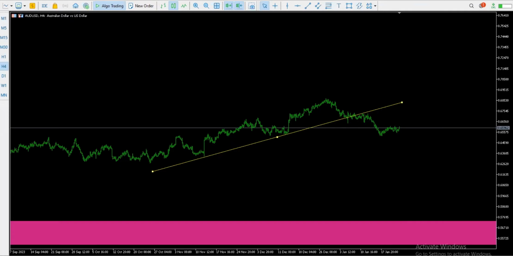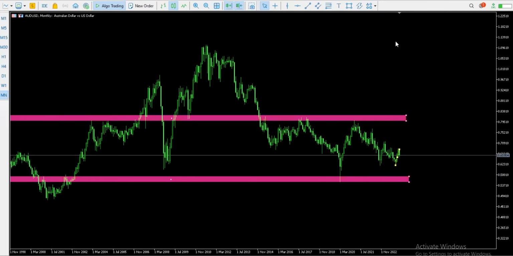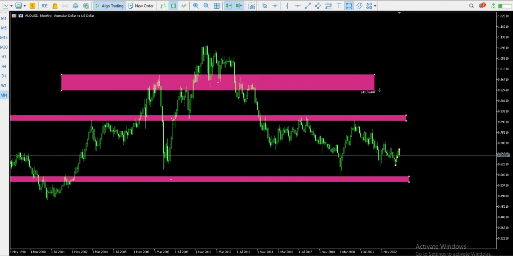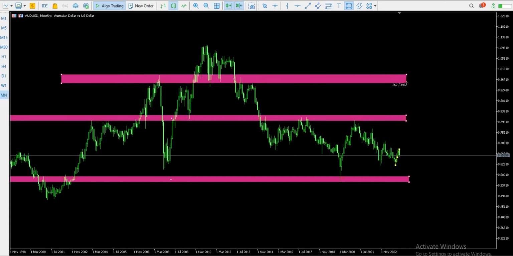So let's check some other assets and apply the top-down analysis. Also, I forgot this key level right here. There's a key level that I can see right here at this point.